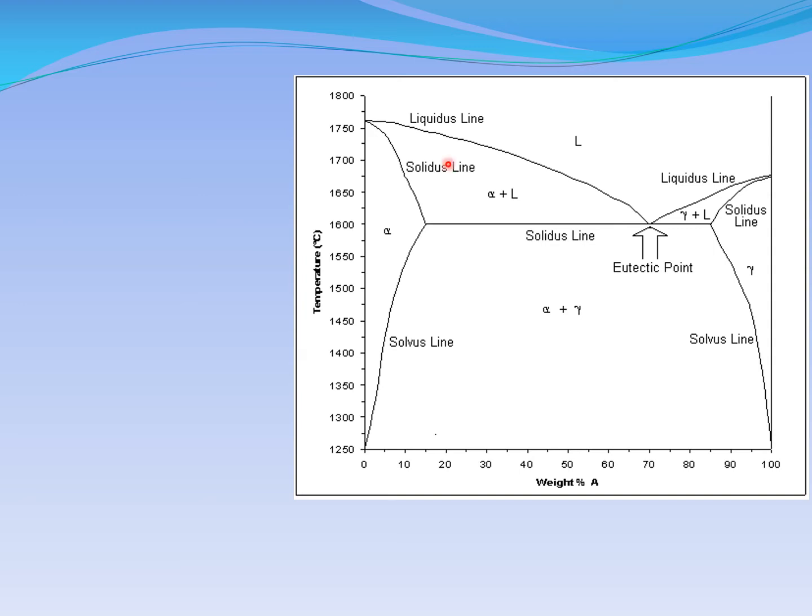Then the names. This is a liquidus line, this is a liquidus line, right? This is a solidus line, this is a solidus line, this is a solidus line. This is a solvus line, solid to solid. This is a solvus line, solid to solid, right? So this is the second part, that first complete the diagram and write all the phases. Second, write the names of all of the critical lines.